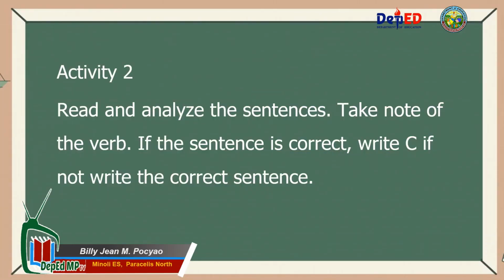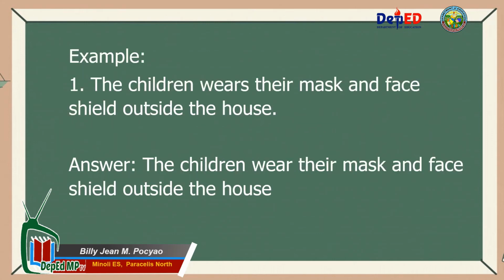Activity 2. Read and analyze the sentences. Take note of the verb. If the verb is correct, write C. If not, write the correct sentence. Example, the children wears their mask and face shield outside the house. The correct answer is, the children wear their mask and face shield outside the house. The word children there is plural, so it's not correct to use wears. It should be wear.